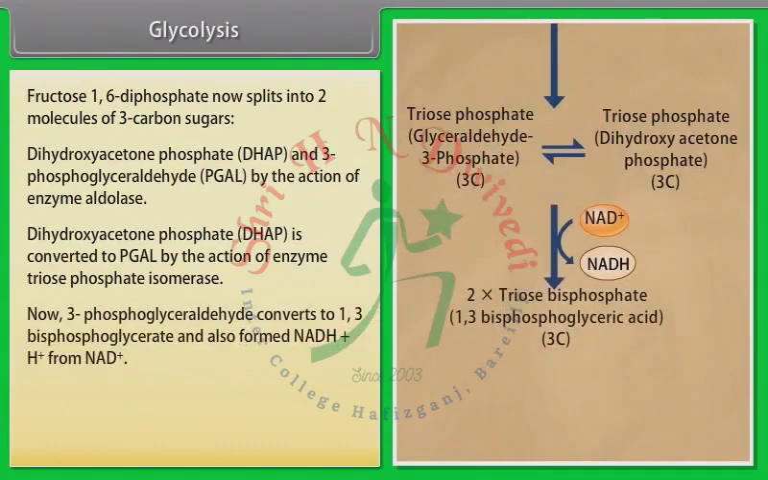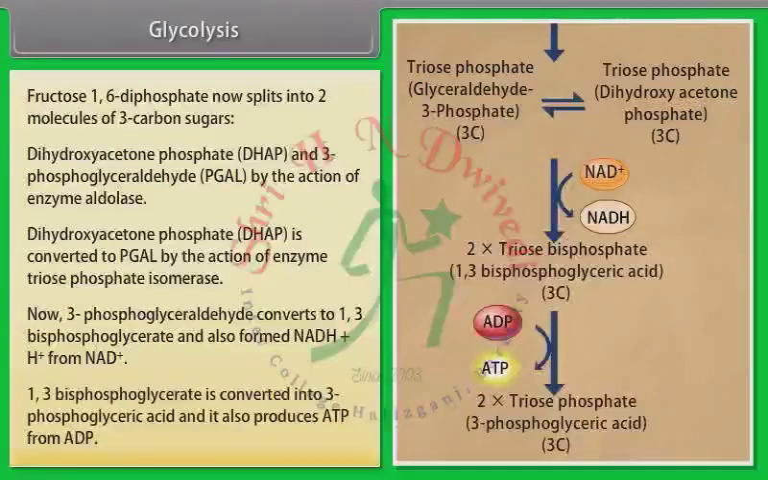Now 3-phosphoglyceraldehyde converts to 1,3-biphosphoglycerate and also formed NADH plus H plus from NAD plus. 1,3-phosphoglycerate is converted into 3-phosphoglyceric acid and it also produces ATP from ADP.